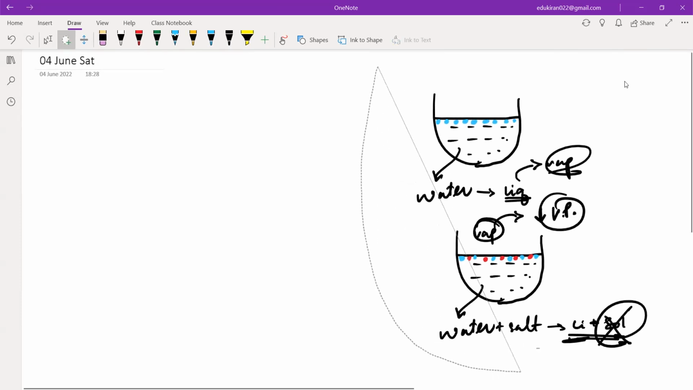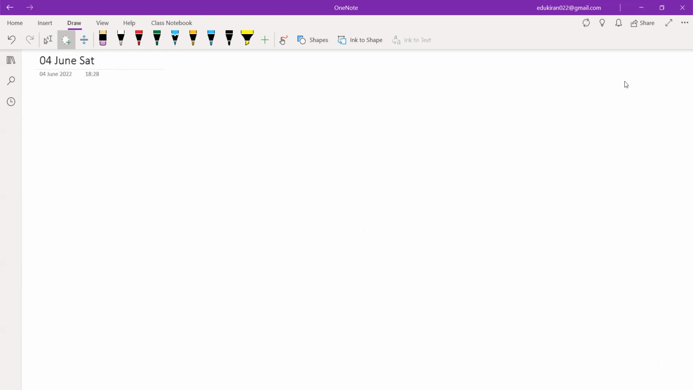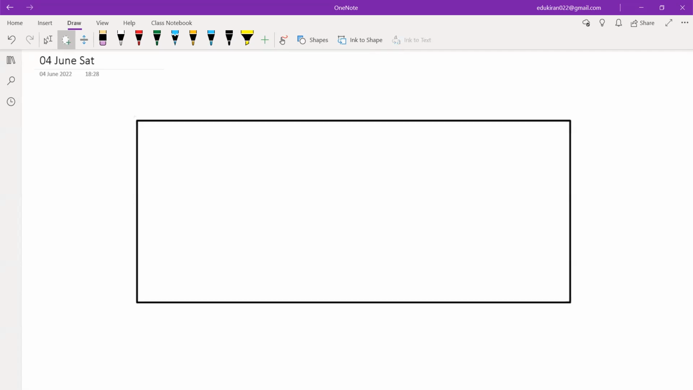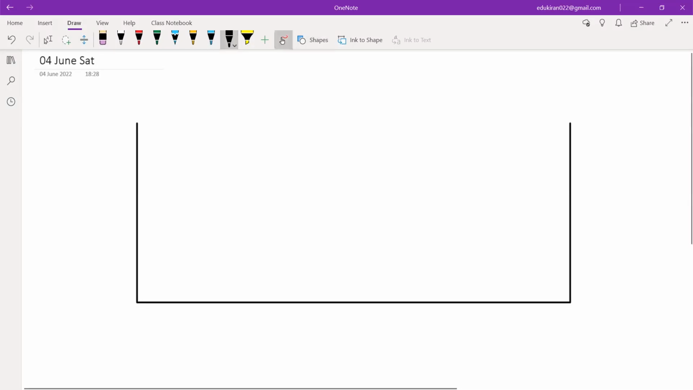This is the core of all the colligative properties. Even relative lowering of vapor pressure has it in the name. Then you have elevation in boiling point and depression in freezing point. Both of these are related to relative lowering of vapor pressure, and similarly osmotic pressure is also related to the same thing. Now in osmotic pressure, I will start this explanation with two containers like this. And what we will do is separate them like this.